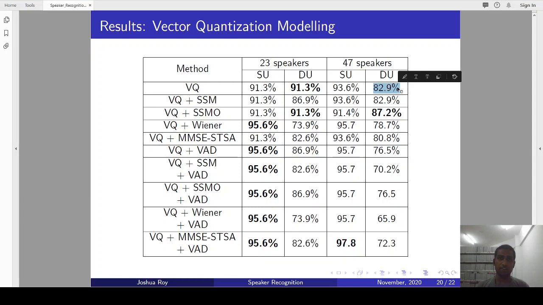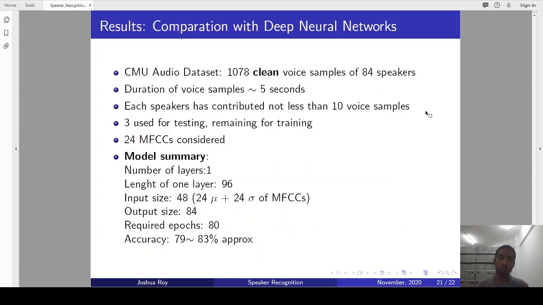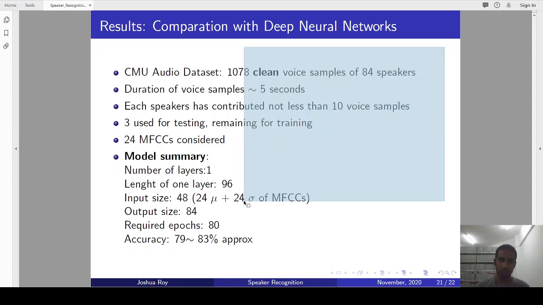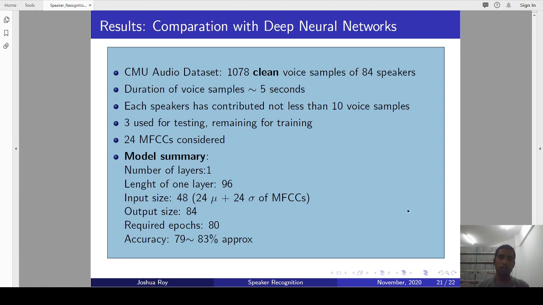And for a different utterance, that is some random words different from the one we gave for training, it jumped from 82 to 87 for SSMO, that is using over subtraction. So this proves that using noise reduction we can improve the quality of the speaker recognition system in the presence of noise. This is the result of work which we haven't published. Now we are working on it.